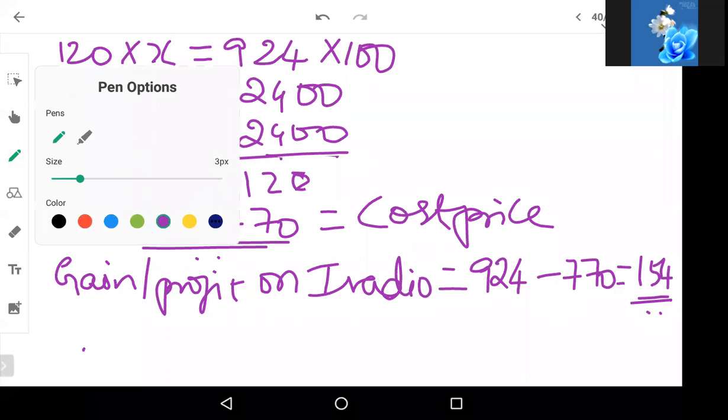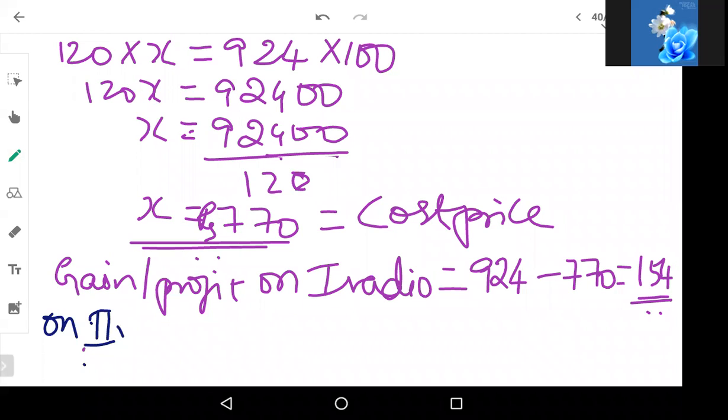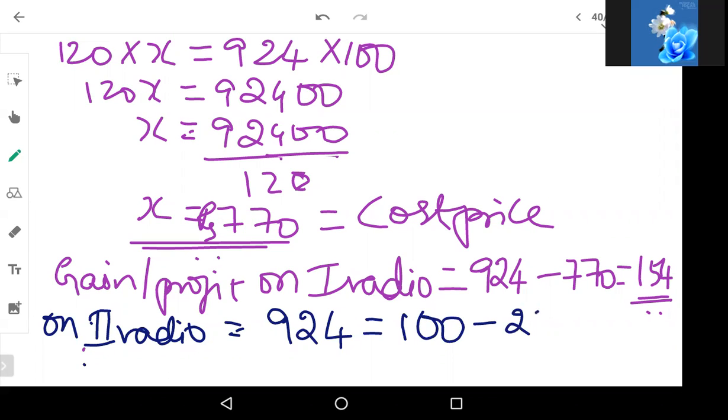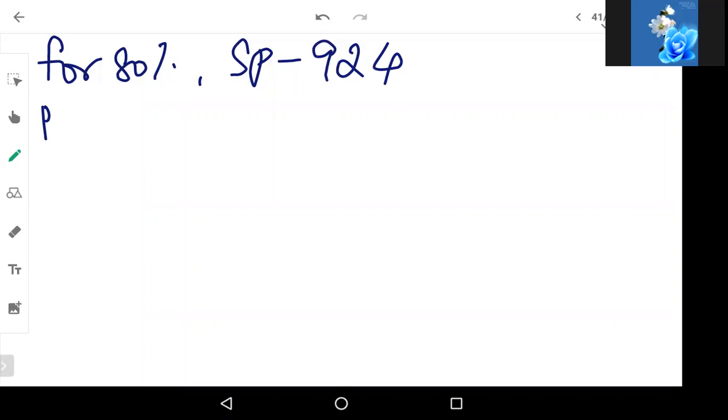Okay. Now moving on to the second radio. So on second radio, he sold the second radio also at 924 rupees only. Assuming the cost price to be 100, here he has got the loss of 20%. So he has sold at 80% rate of the product. Okay, so 924 rupees is 80% rate. So for 100%, how much should be the amount? Are you all able to understand? For 80%, the sale price is 924. So for 100%, what will be the price? At 80% of the amount, he has sold the radio by incurring 20% loss.